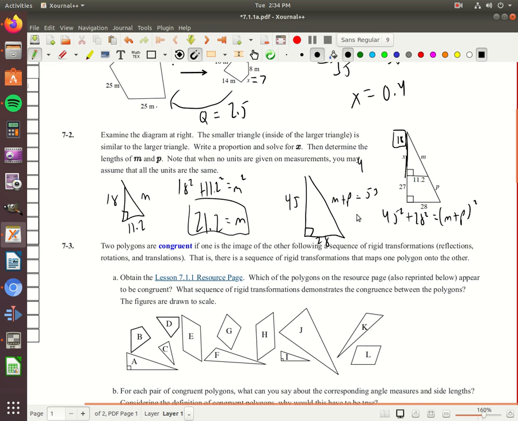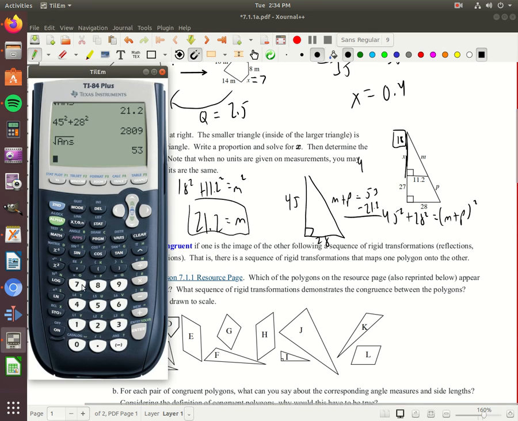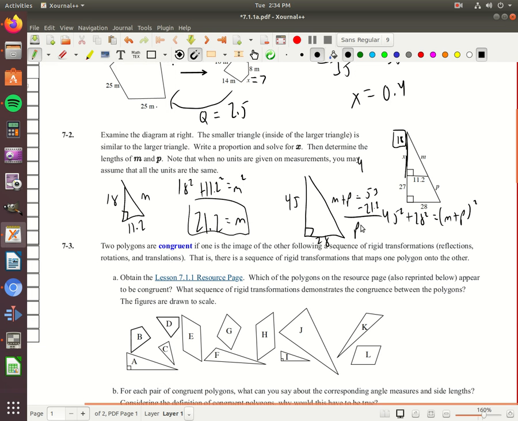But I already know that M is 21.2. So if I subtract that, 53 minus 21.2, it will give me what P equals. So P equals 31.8.